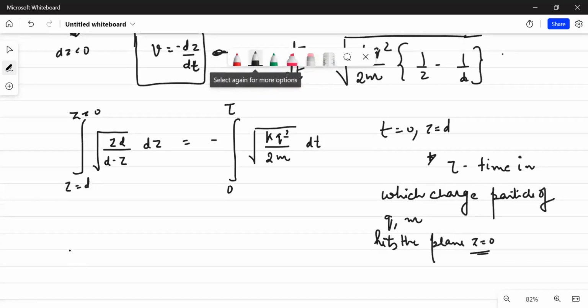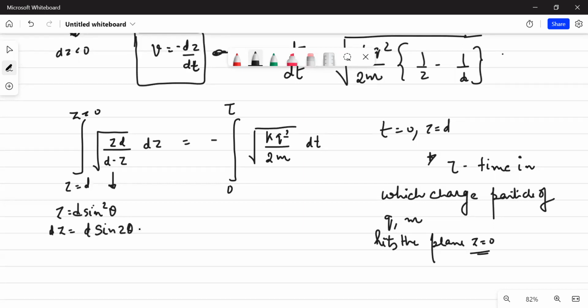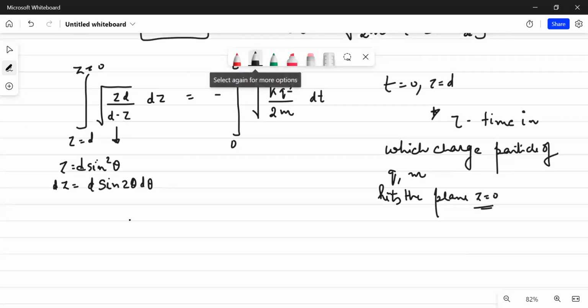Now, what can one do? Here, in order to solve this particular integral, one can resort to substitution of d sine square theta. So I'll replace z by d sine square theta. And what would be dz? dz would be 2d sine theta cos theta, so sine 2 theta d theta. And if I put z equal to d, my upper coordinate would become pi by 2, and the lower would become 0. So I'll write 0 to pi by 2 instead, and I'll absorb this negative sign.